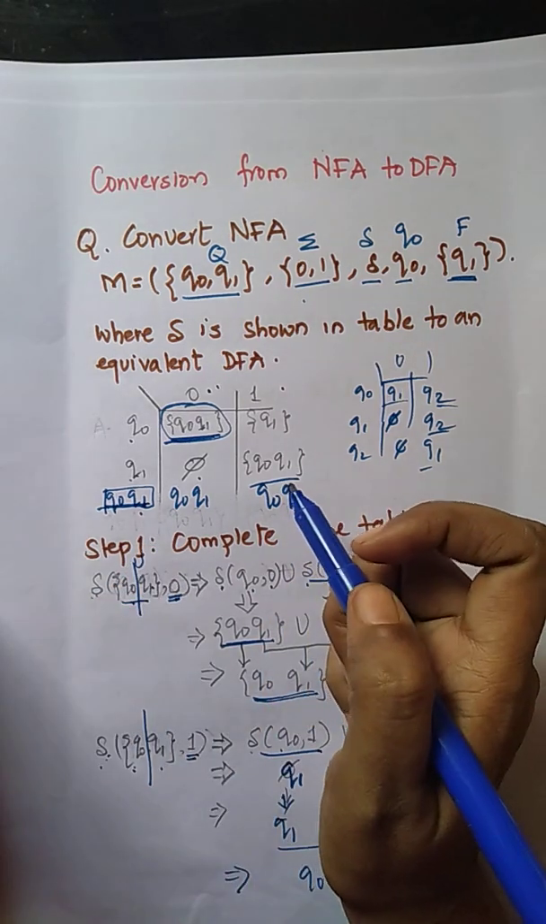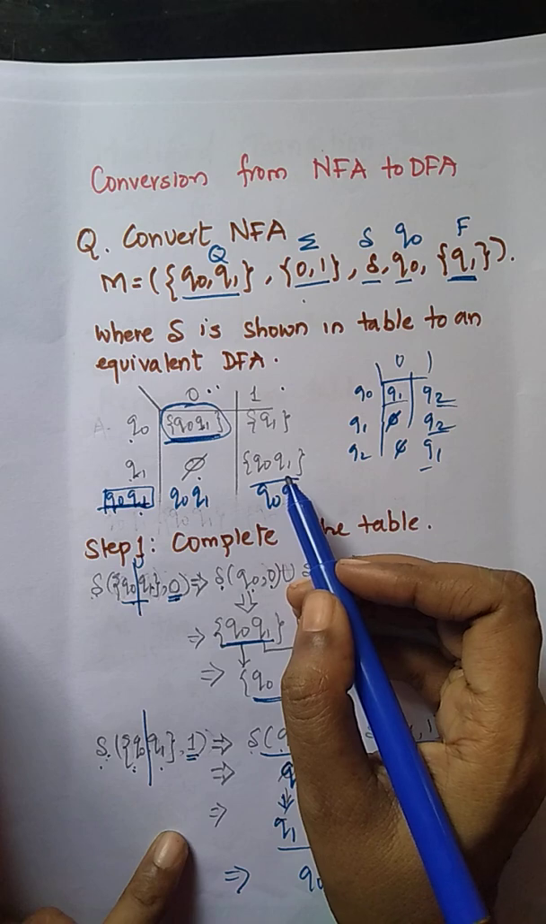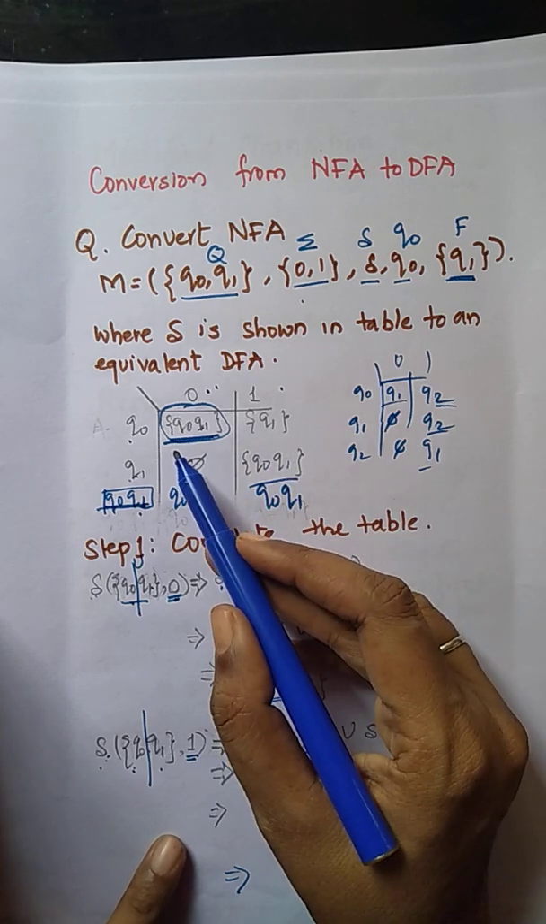Now the second thing: again in the table we have to find out whether any other new reachable state is present or not.